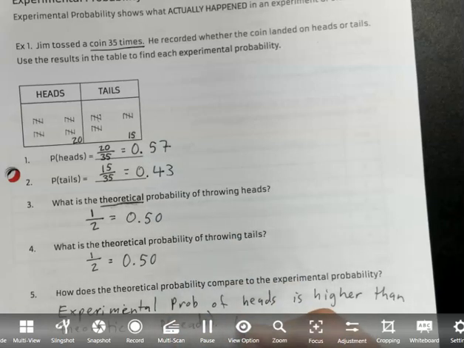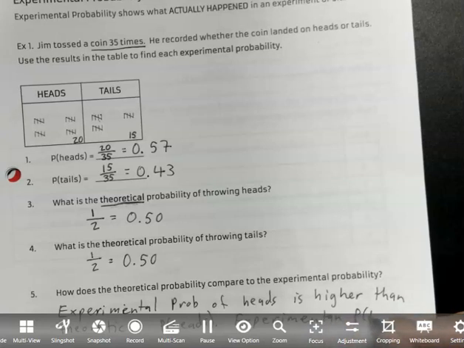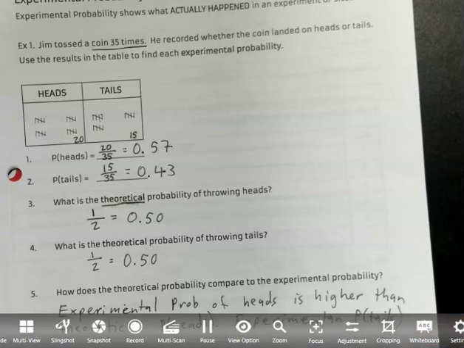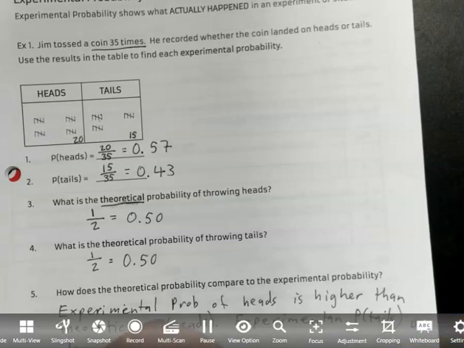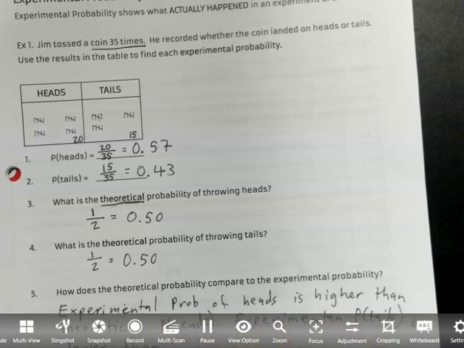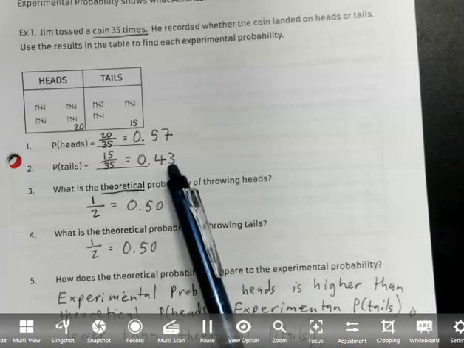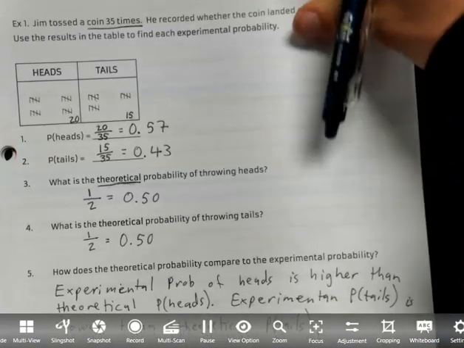All right, and we could say that experimental probability of tails is lower than theoretical probability of tails, right? Because 0.43 is lower than 0.5.